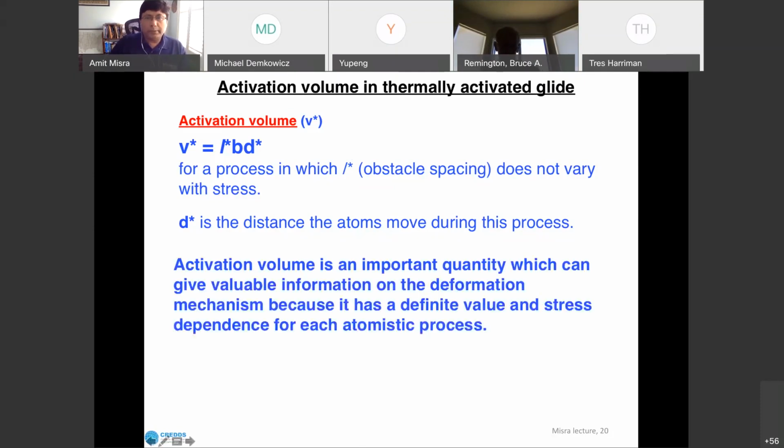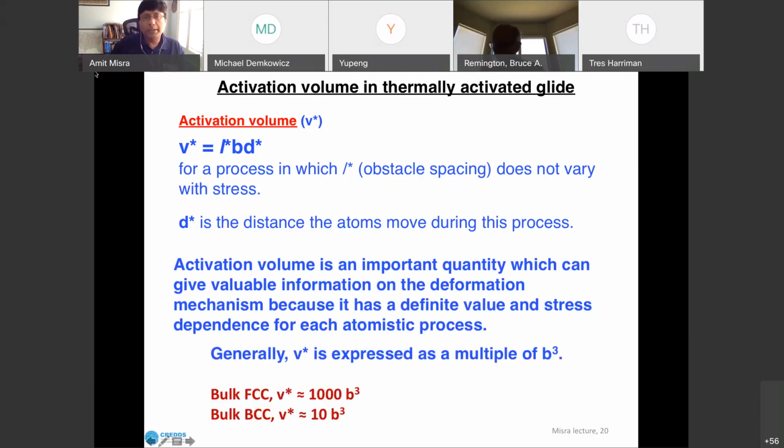So this is therefore an important quantity which can give valuable information on the deformation mechanism, because it has a definite value and it has a stress dependence for each atomistic process. So this is where we would start. It does not give the complete picture. You still have to do the atomistic level studies, and those will be discussed in the subsequent lecture. But this is a place you would start.